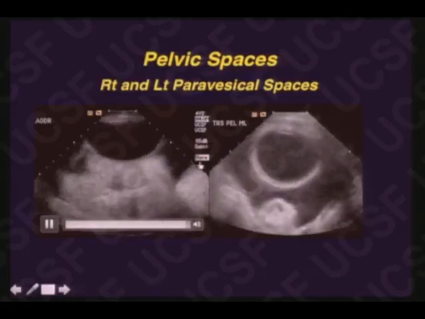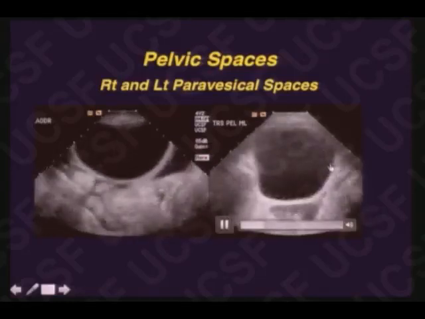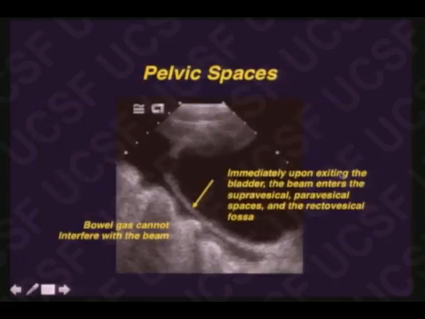Here, in these, we see the paravesical spaces lateral to the bladder wall. Now, immediately upon exiting the bladder wall, the beam enters the supravesical space, the paravesical spaces, and the rectovesical fossa. You have to be reasonably impressed by that bowel gas. Lots of bowel gas. But it can't stop me from seeing the fluid in the rectovesical fossa or the supravesical space.